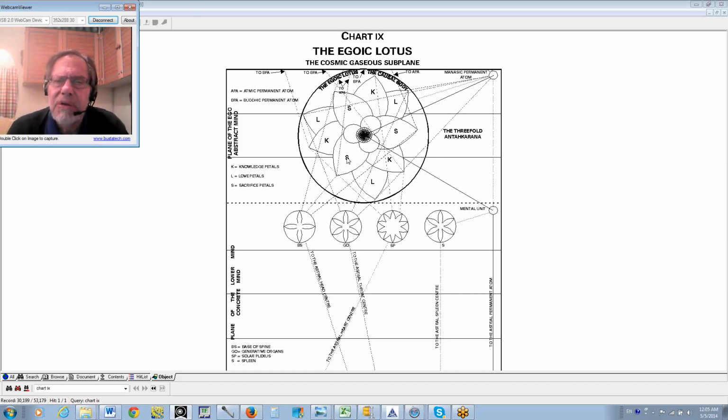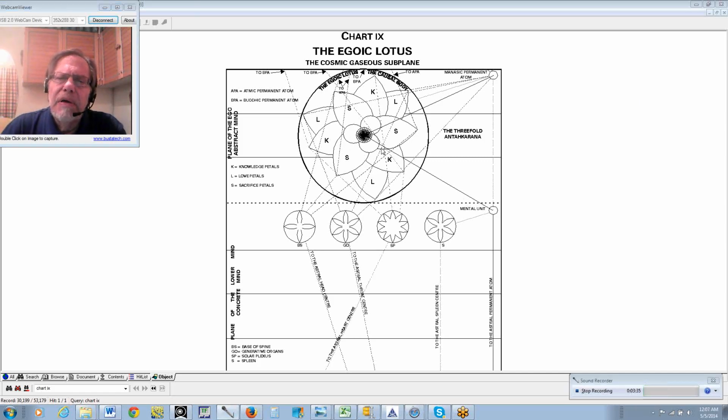However, the sacrifice petals, and these are correctly drawn in their place because they are the smallest of the 9, go from S1 to S2 to S3, from the third sublevel to the second sublevel to the first sublevel, and these appear to be going in a counterclockwise order, in the direction that the normal zodiac proceeds. Okay.